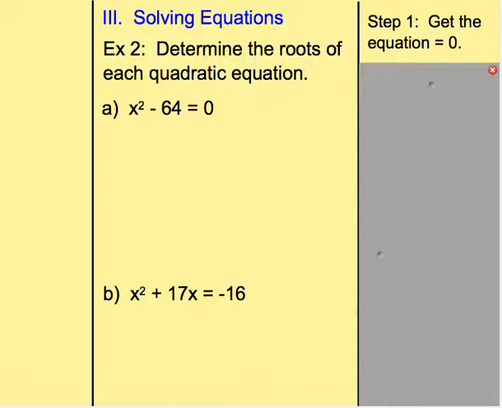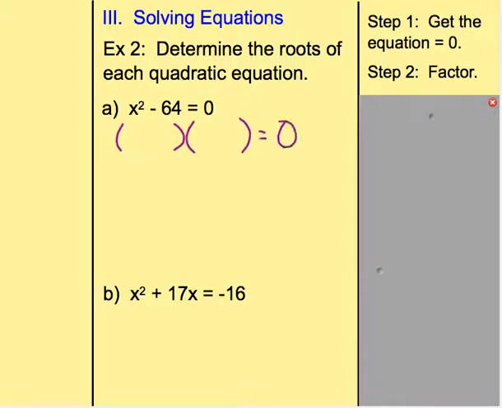So in our first example, it already equals 0. Step 1 is done. Step 2, factor. So we just reviewed all of the different types of factoring. When we have a binomial, we look for difference of squares. In this case, that's exactly what we have. So I set up my two binomials.